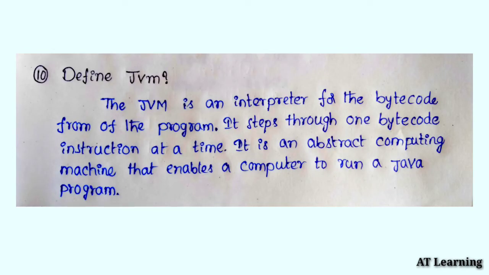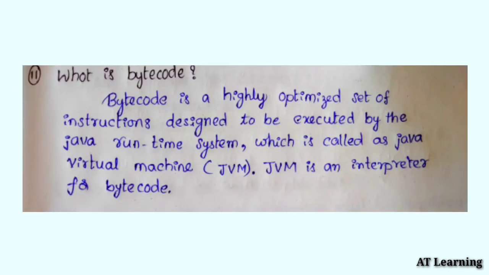Move to the 10th question, that is define JVM. The JVM full form is Java Virtual Machine. It is an interpreter for the bytecode form of the program. Coming to the 11th question, that is what is bytecode? Bytecode is a highly optimized set of instructions designed to be executed by the Java runtime system.